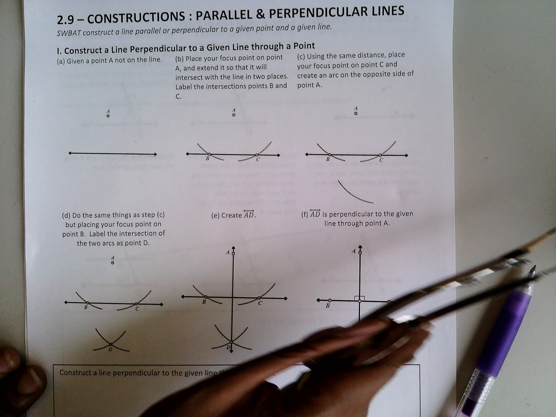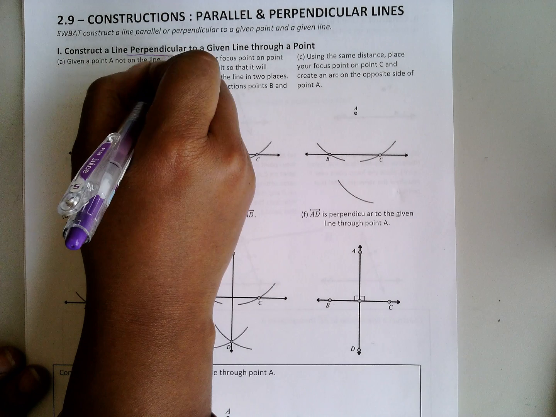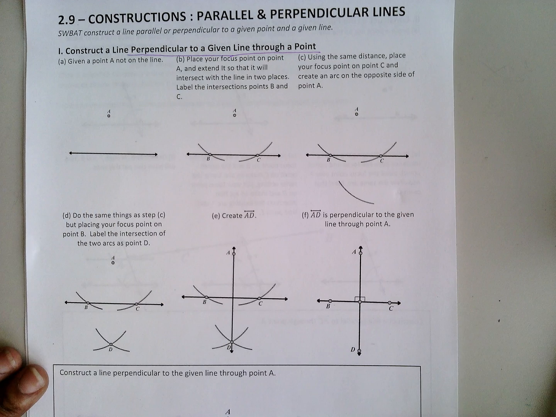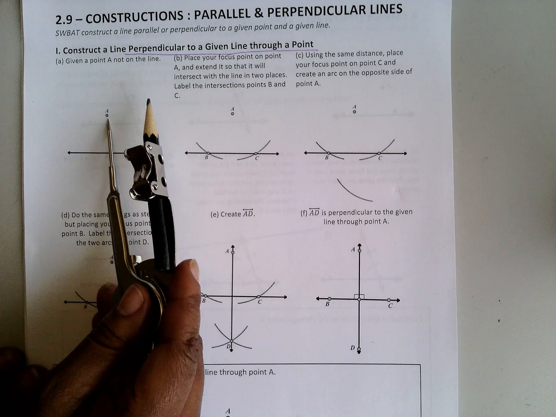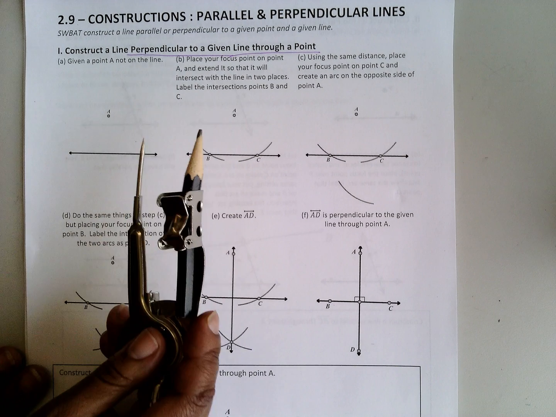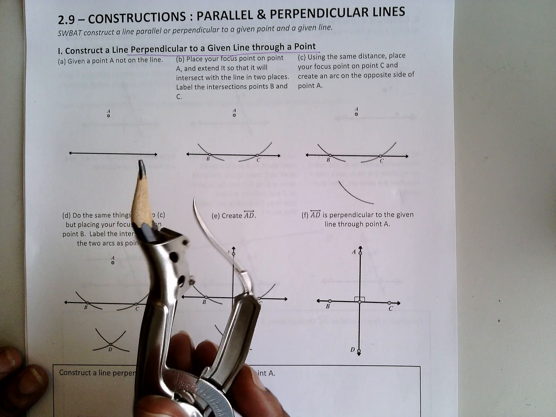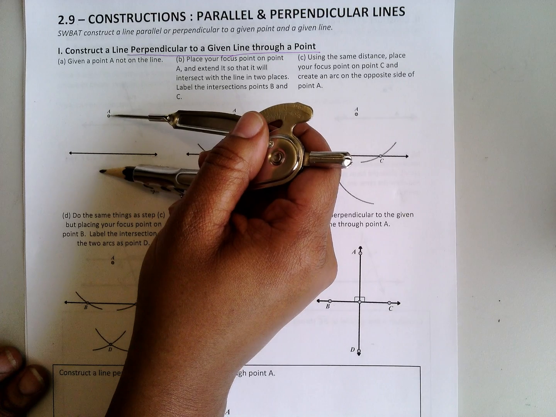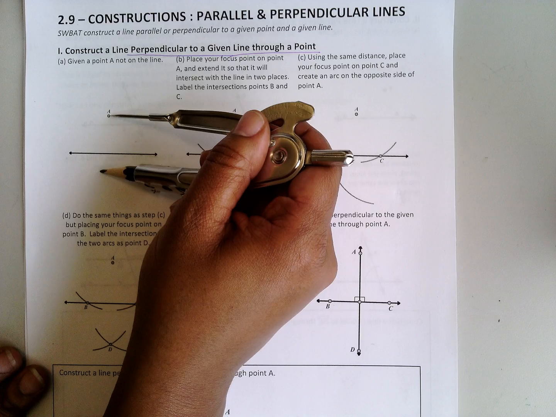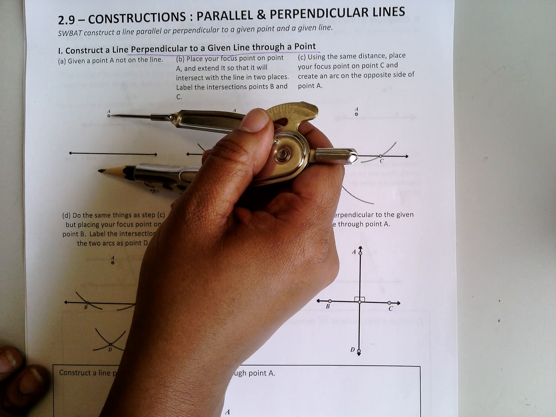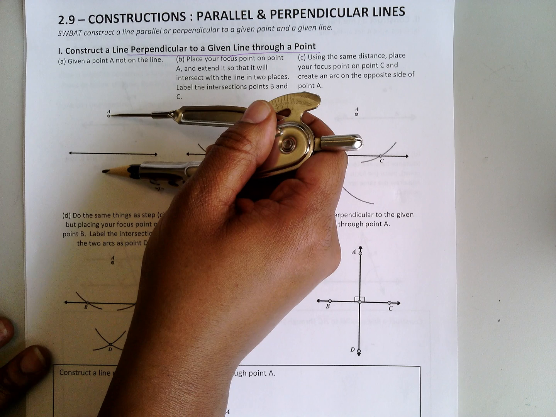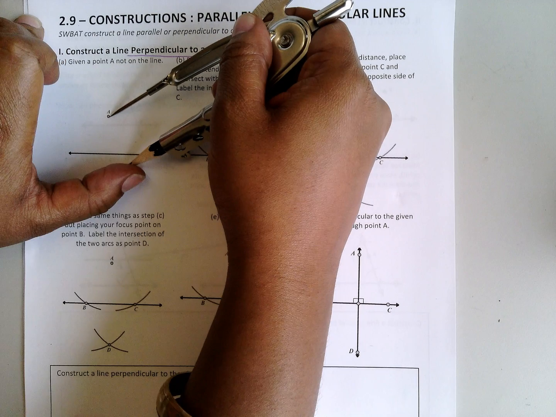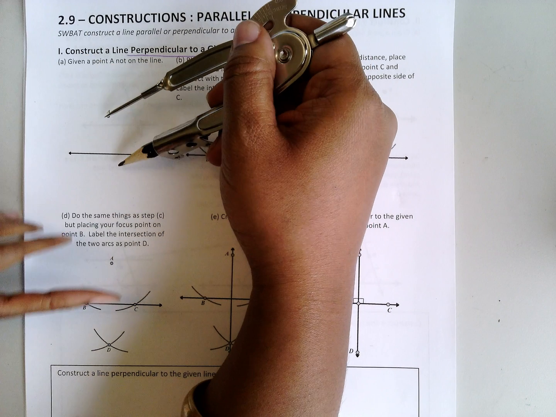You're going to place your focus point. So when we're constructing a line perpendicular to a given line through a point, you're going to be given a line and a point, just like you are given them here. You're going to place your focus point on A and extend it so that it will intersect with this line right here in 2 places. So when we make our arc, we want it to go through this line. I'm just going to make sure that can happen. I'm going to maybe close it up a little bit, okay?